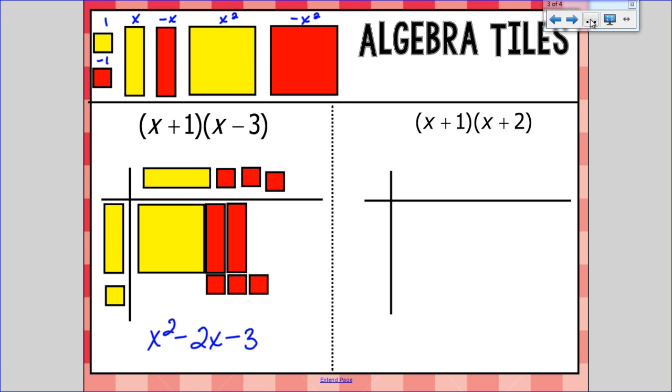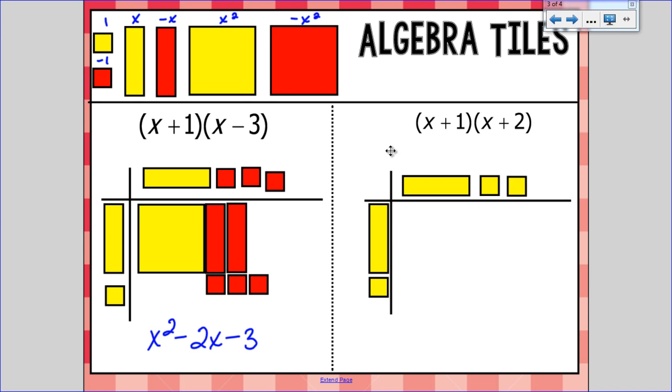So let's try another one. I have x plus 1. Right here, the dimension is going to be x plus 1. And then up here I'm going to have x plus 2. So I have my x plus 2, and everything's nice and positive. And so when I multiply, here's what's going to happen.